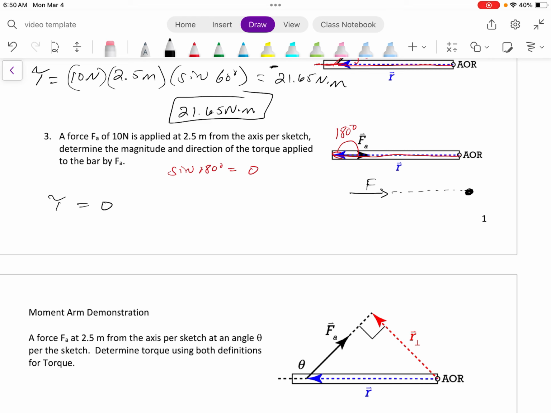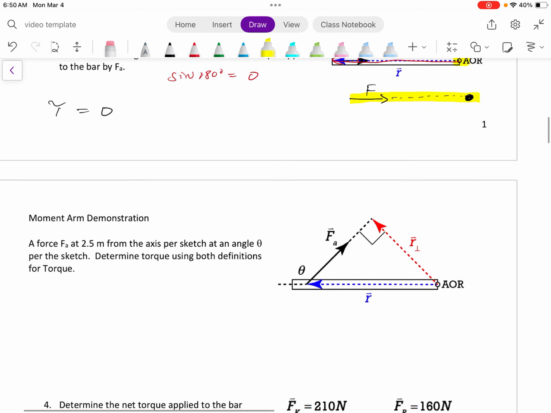Now I will quickly reference the fact that because that force runs right through the axis of rotation, as you can see, if we push on a door at the end like this is doing, if the force is directed towards the axis of rotation, that force does not cause a torque.